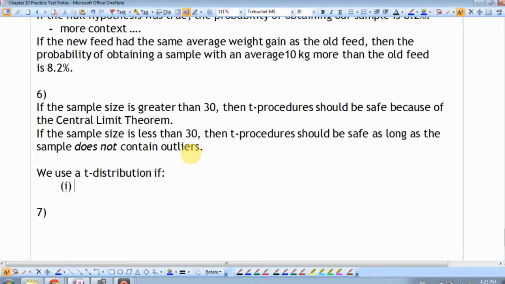What would you consider a contradiction of the normality? Basically just the outliers. Okay, so just if there's outliers. Yeah. The T procedure and a T distribution are the same.